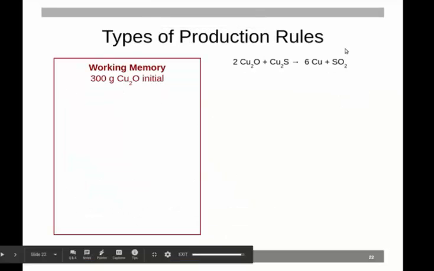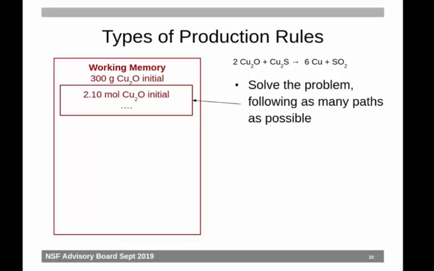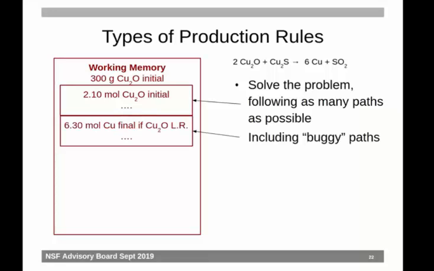Here's examples of types of production rules. We start with some initial quantities, and production rules for solving the problem in the correct way fire and put their numbers into working memory.